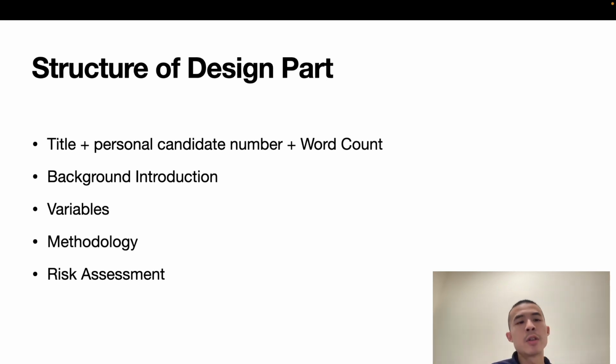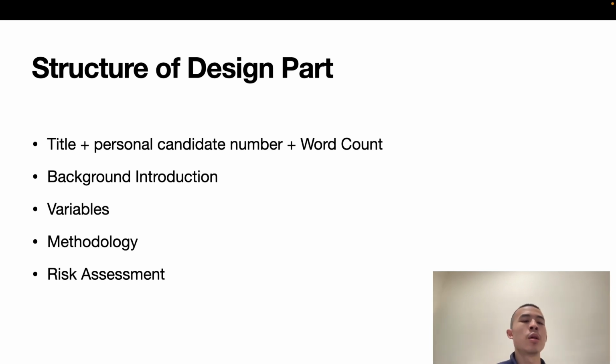So we'll start off with the structure of the design part. Remember, at first you should have your title, your personal candidate number, and also your word count. Don't put your name on the lab report, and also recall that the word count is 3,000 words maximum. Now moving on is your background introduction. This gives a brief introduction on what the marker should know about your research question.